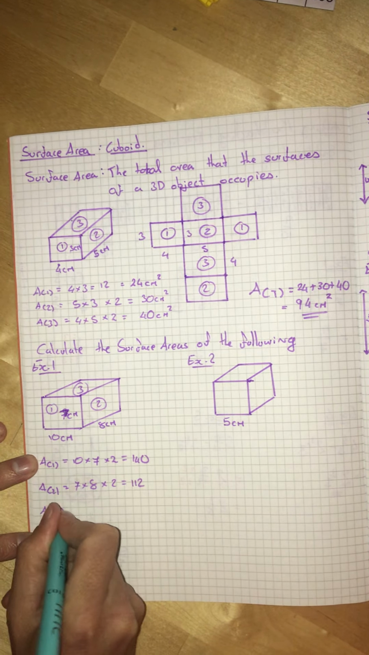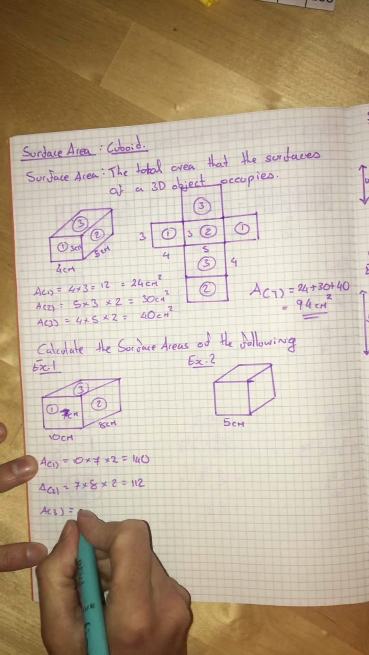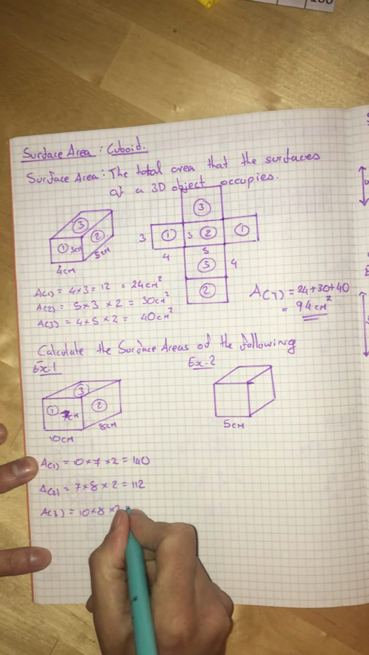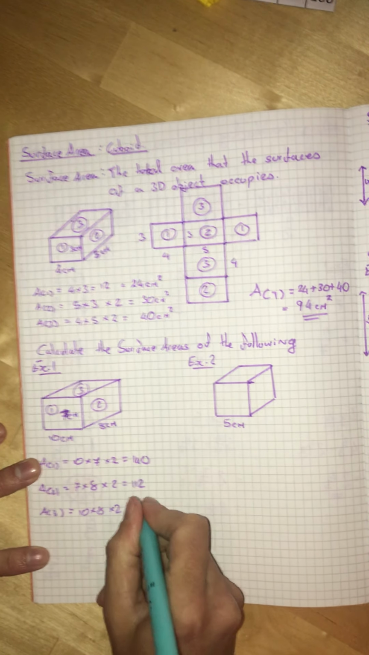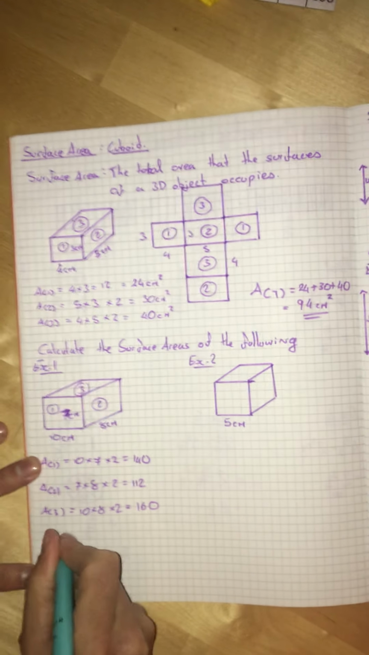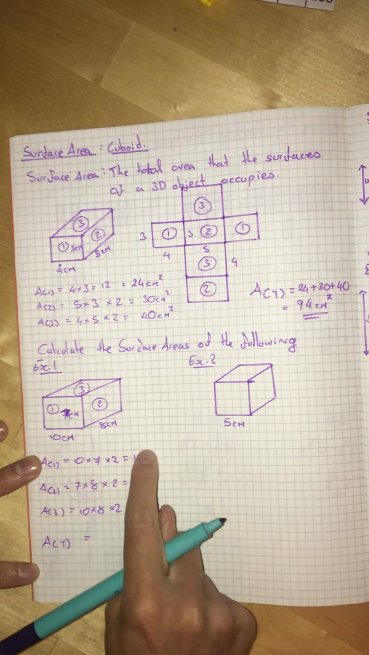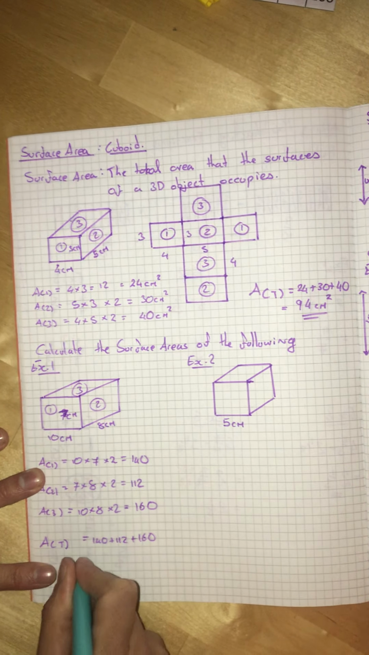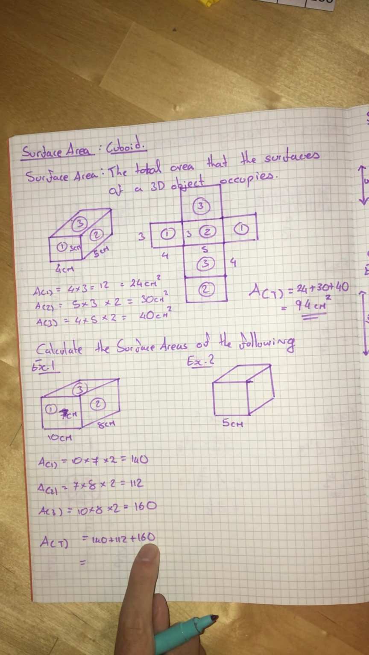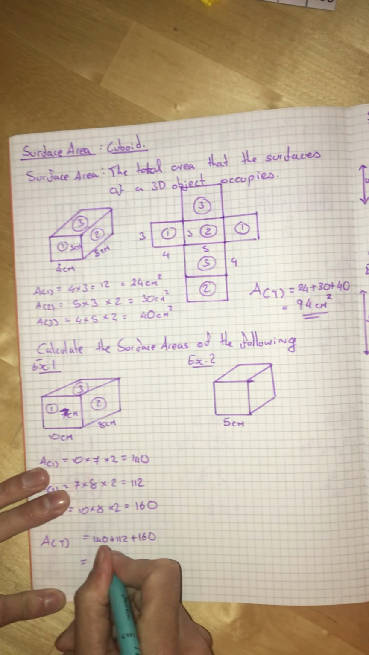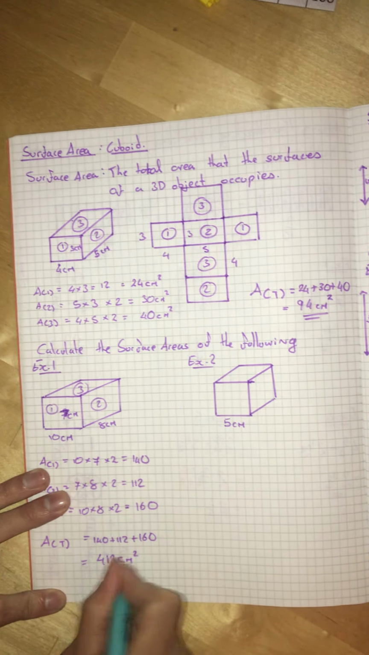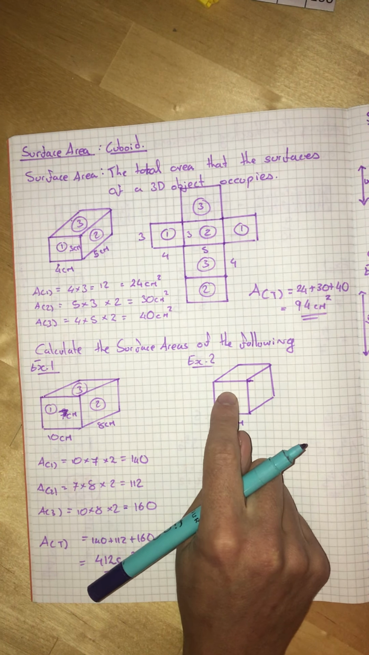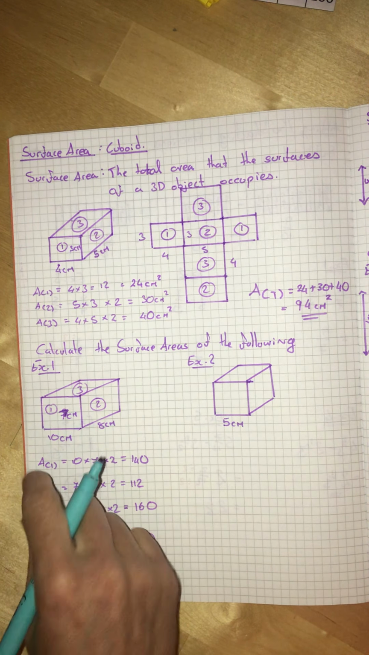And area of panel 3 will be 10 and 8. And then 2 of them, because there's a top and the bottom. 10 times 8 is 80, times 2 is 160. So the total area will be all of these added up. So 140 plus 112 plus 160. 140 plus 160 is 300. So 412 centimeters squared.